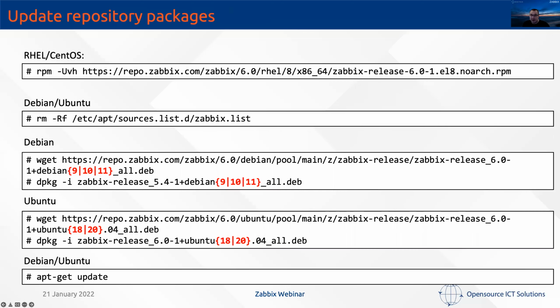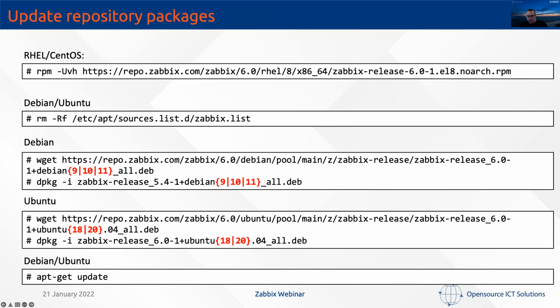Once done, it's time for the next step, update the repository packages. On Red Hat CentOS, it's rather straightforward: rpm -Uvh, and then pushing that repo.zabbix.com URL into it. So this one should be pretty straightforward. If you try this right now, you will probably get a 404 because the 6.0 repository is not available yet. Beta 2 is released, and as long as we don't have a stable, it's called Zabbix 5.5. But at this point, it's not recommended to upgrade to those beta releases, of course.